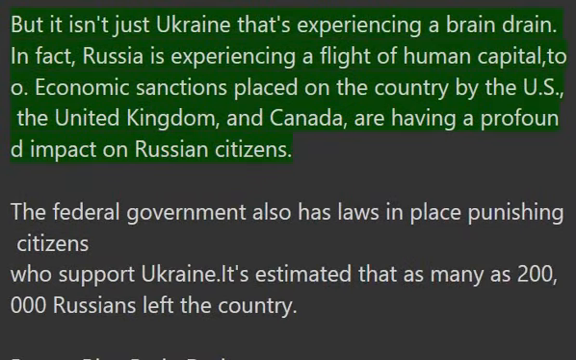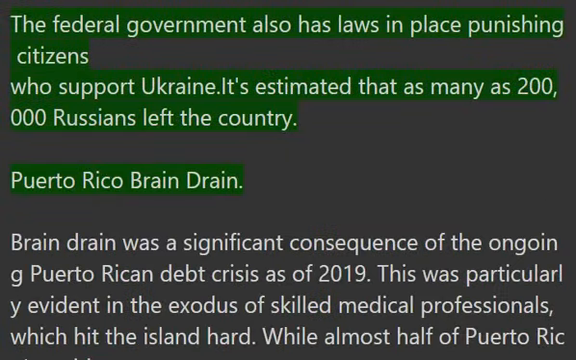But it isn't just Ukraine that's experiencing a brain drain. In fact, Russia is experiencing a flight of human capital too. Economic sanctions placed on the country by the US, the United Kingdom, and Canada are having a profound impact on Russian citizens. The federal government also has laws in place punishing citizens who support Ukraine. It's estimated that as many as 200,000 Russians left the country.